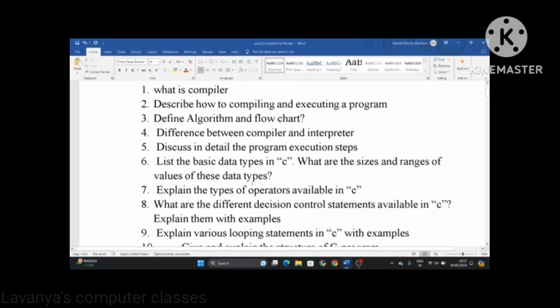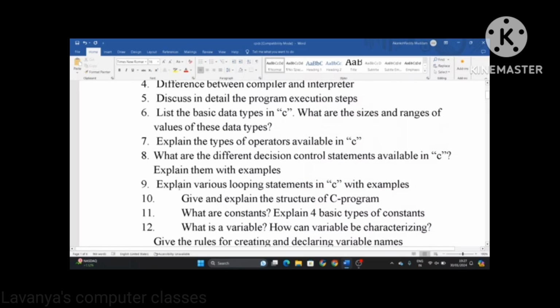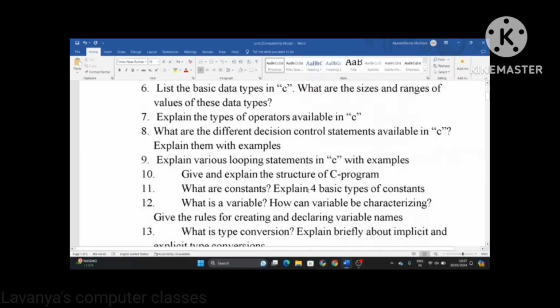Essay type question: Explain the types of operators available in C language. Essay type question: What are the different decision control statements available in C language? Explain with examples. Next, explain various looping statements in C language with examples. Give and explain the structure of a C language program.